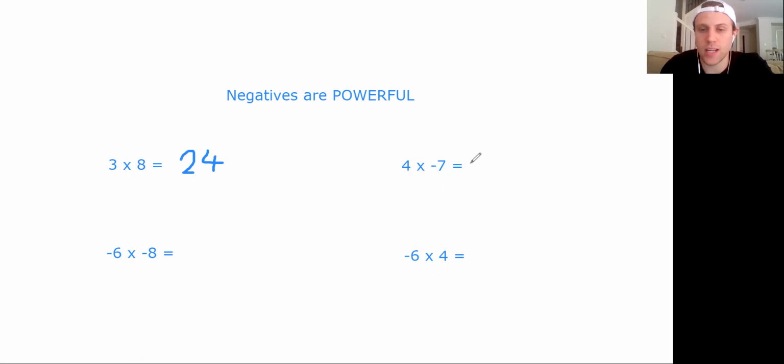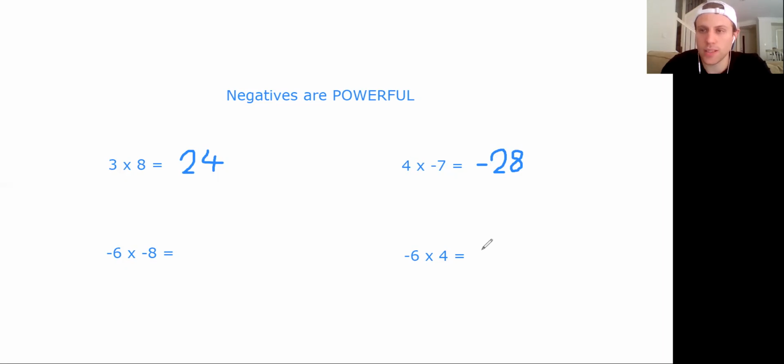Now, we come across to the second one and we've got 4 times negative 7. Now, remember, negatives are powerful. So I just would approach this normally. I'd go 4 times 7 would be 28. The negative is so powerful that it cancels out the other positive, and it's the thing that stays at the front. So I've got one negative, it overrides the other positive that's in front of the 4, leaving me with a negative answer.